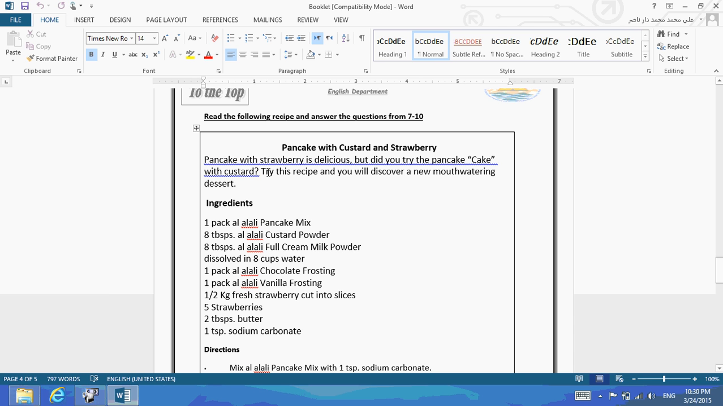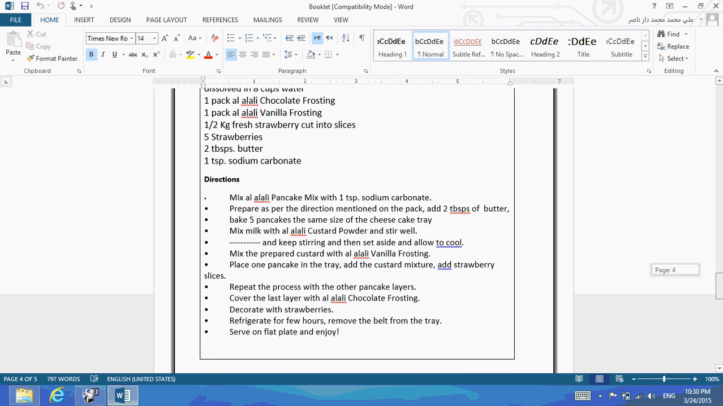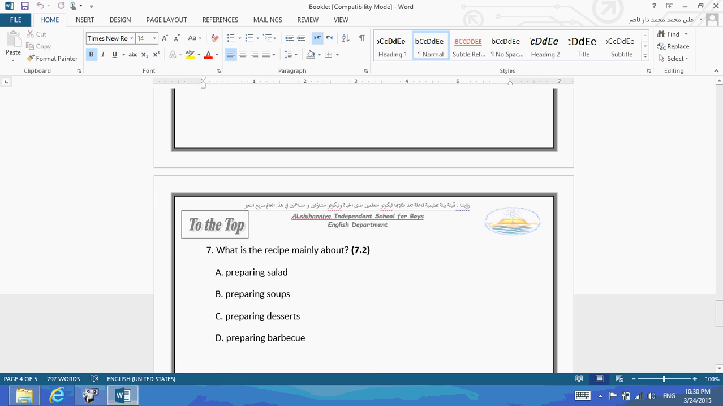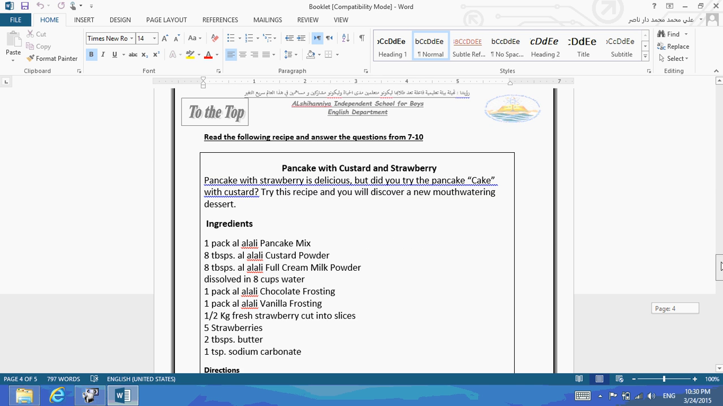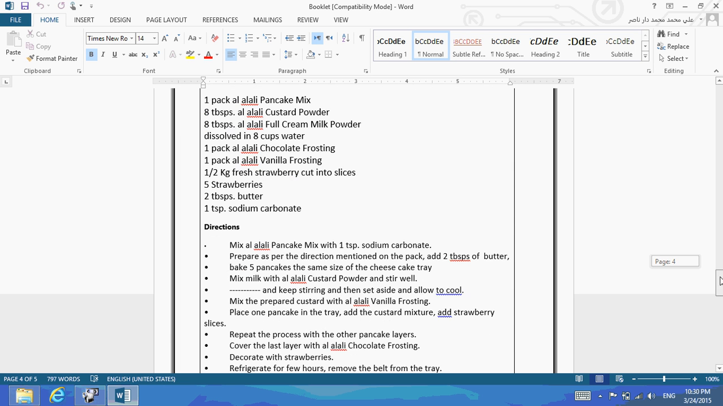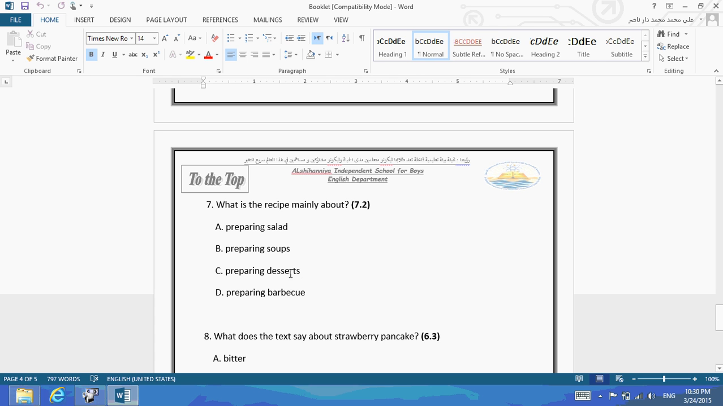Here it is, a recipe under the title Pancake with Custard and Strawberry. You start scanning it: the title, introductory sentences, ingredients, then directions or steps or procedures. What's the recipe mainly about? Salad, soups, desserts, barbecue. Simply, the answer is C.